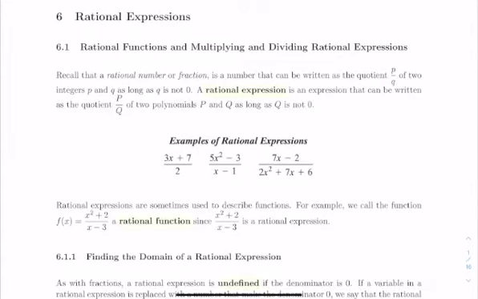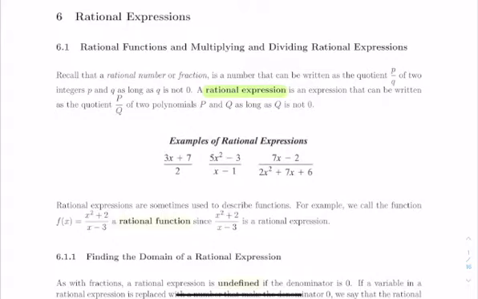In section 6.1, we are looking at rational functions and multiplying and dividing rational expressions. Recall that a rational number or fraction is a number that can be written as the quotient p over q of two integers p and q as long as q is not 0. A rational expression is an expression that can be written as the quotient p over q of two polynomials p and q as long as q is not 0.